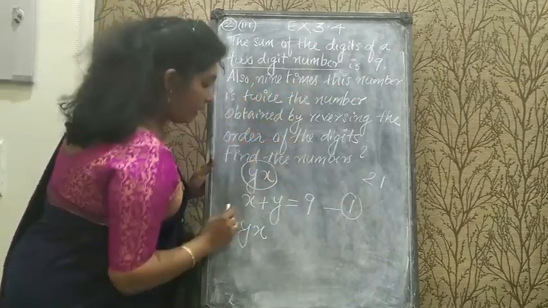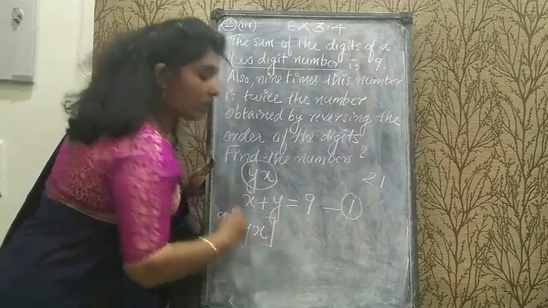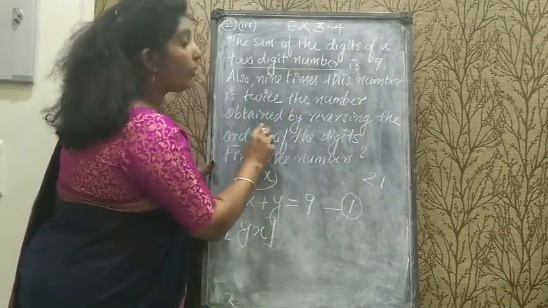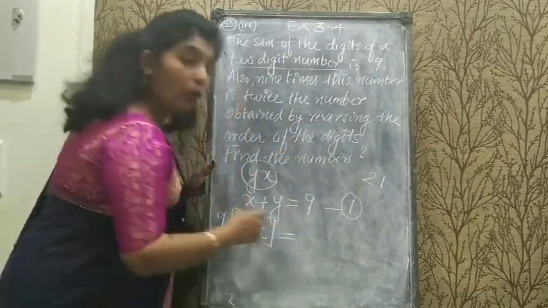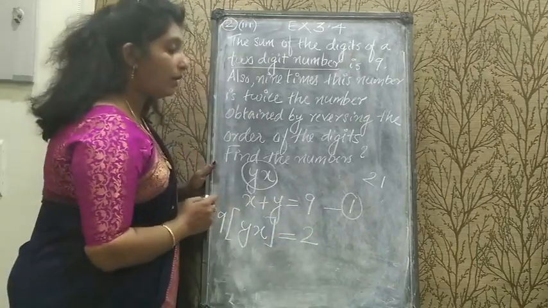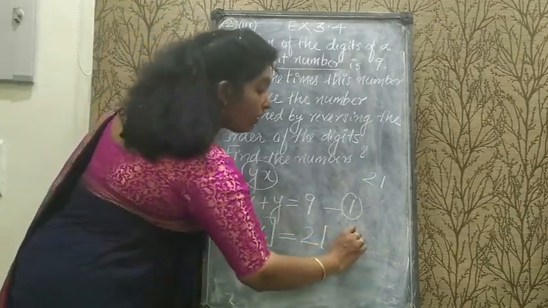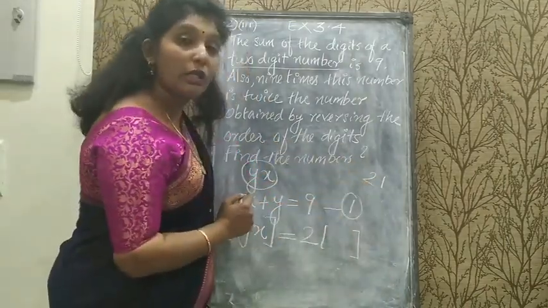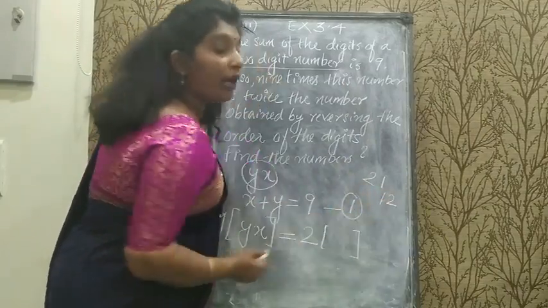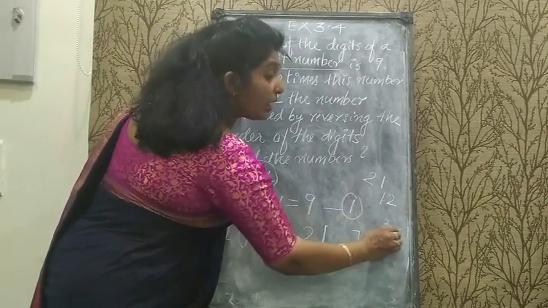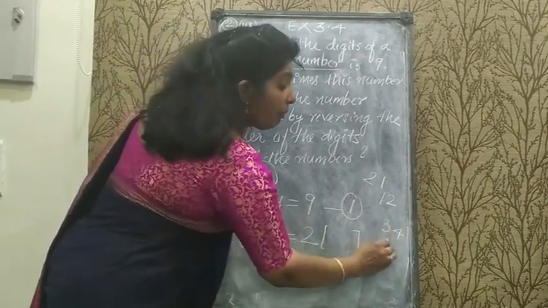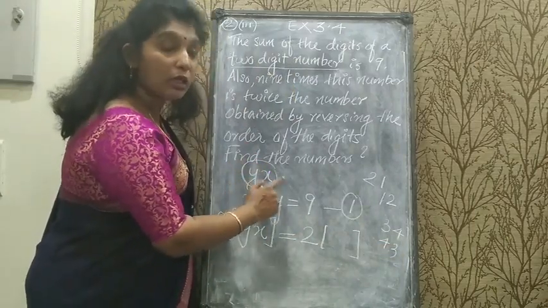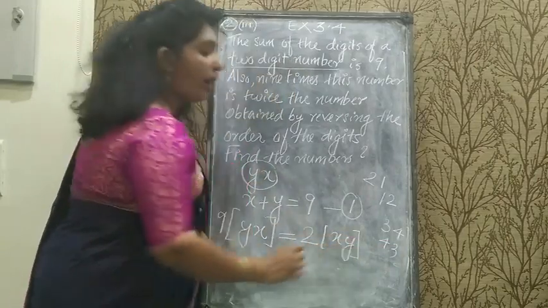9 times this number means I will be taking 9 times this number. That is equal to twice the number obtained by reversing. Reversing means I have to reverse this number. If I take 21 and reverse it, 21 will become 12. If I take the number as 34, then while reversing this number, I will get 43. Same way, here my number is yx. So if I reverse this number, then I will get xy.